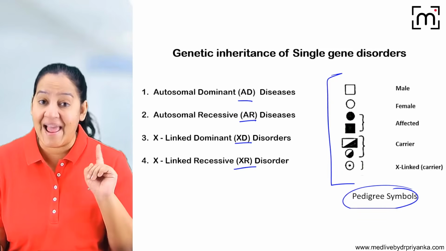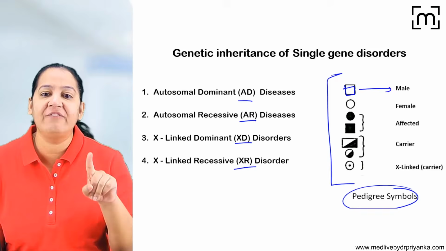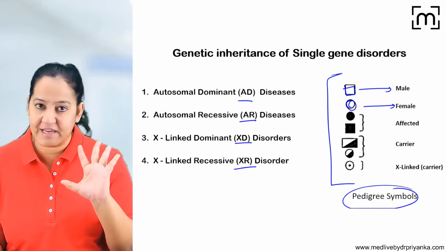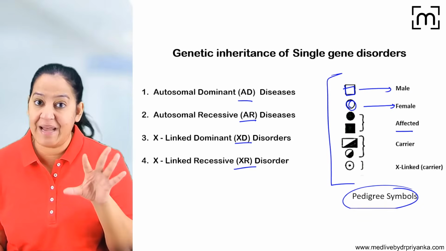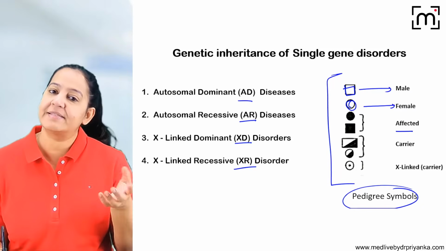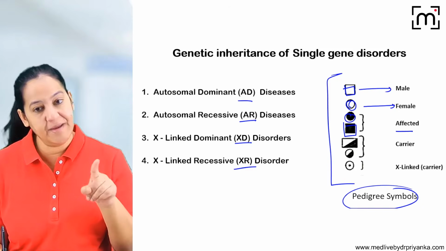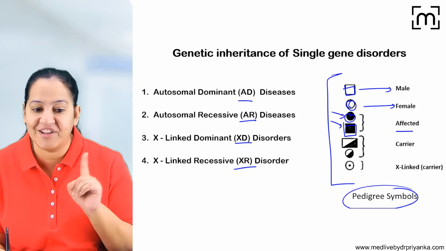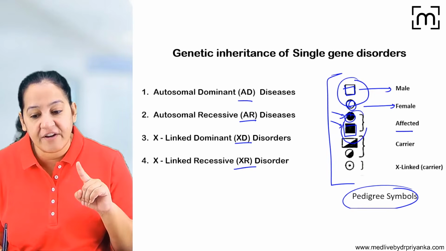So the healthy male is represented by a square. Can you see the square? Empty square. The healthy female is represented by a circle. It is conventional. You have to learn this. And the affected male and female, if the male and female have the disease, they are affected. They are still represented by the square and the circle. The male with a square, the female with a circle. But this time they are filled with black color. They are not empty. If they are healthy, they are empty. If they are affected with a disease, they are filled with black color.